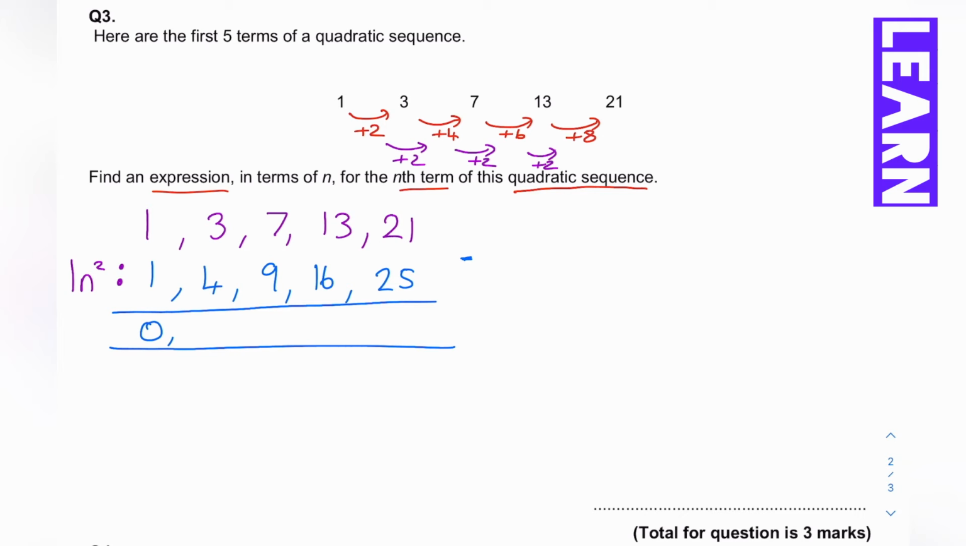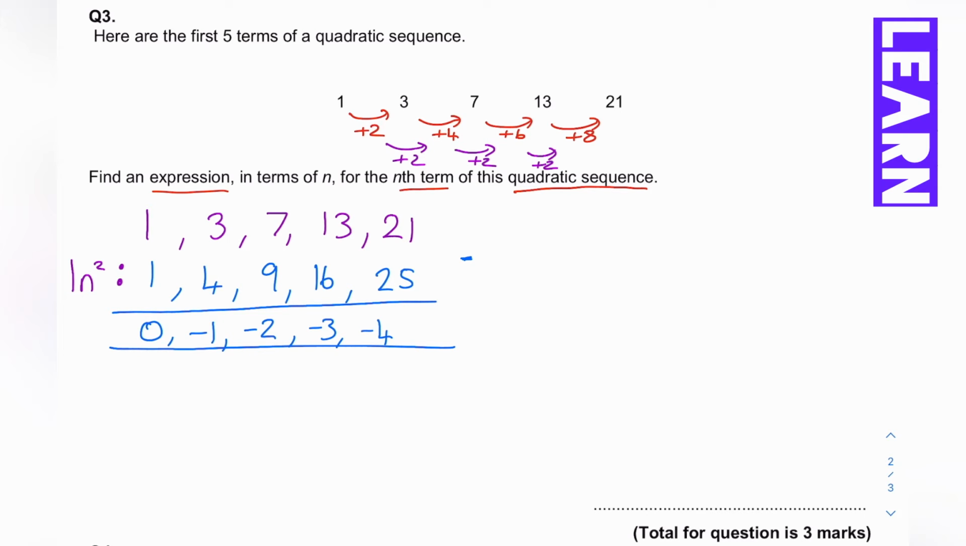We then look at our second terms. 3 subtract 4 is negative 1. We then look at our third terms. 7 take away 9 is negative 2. We look at our fourth terms. We get negative 3. And then finally 21 subtract 25 gives us negative 4.